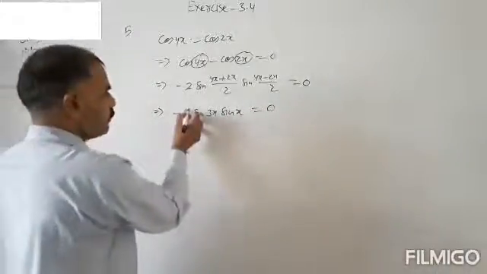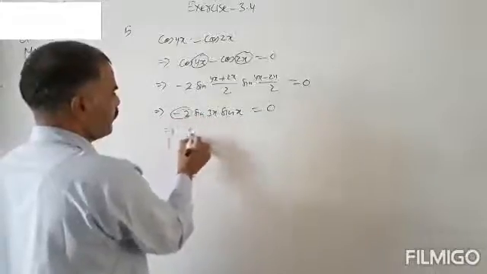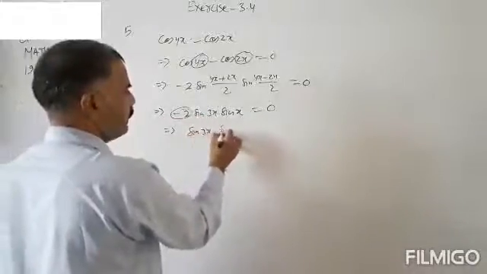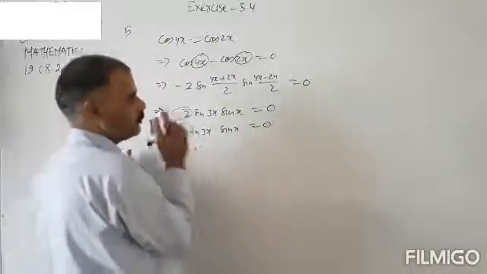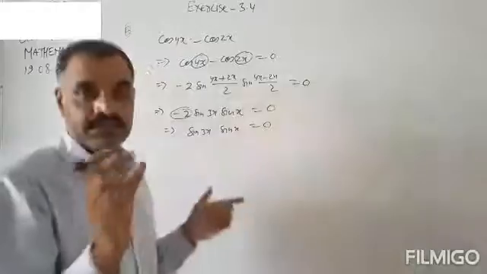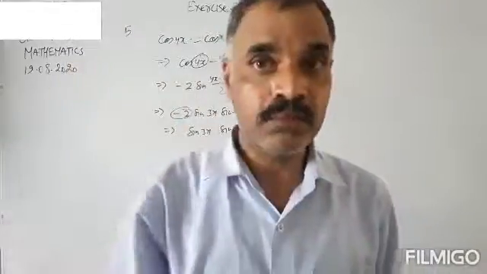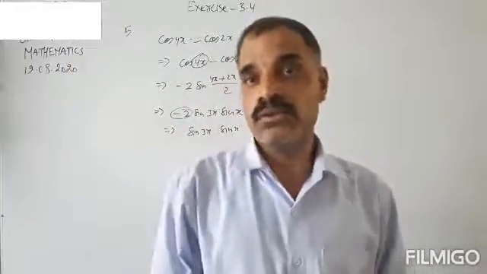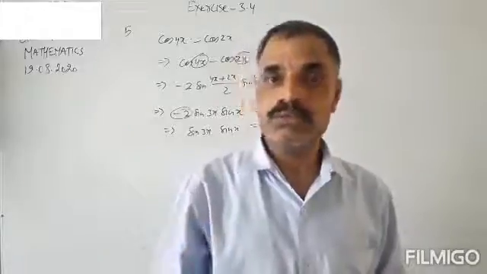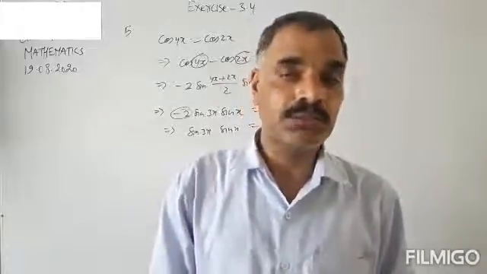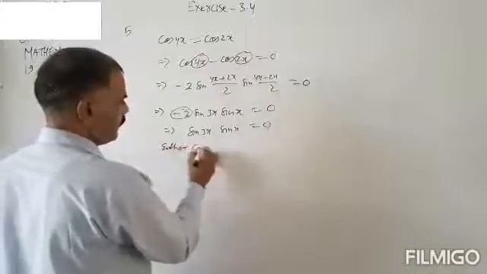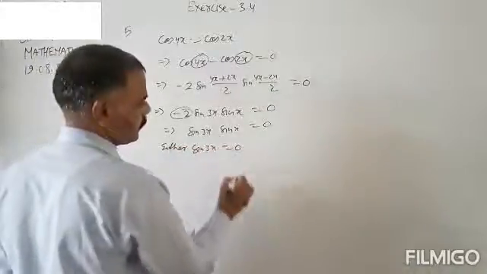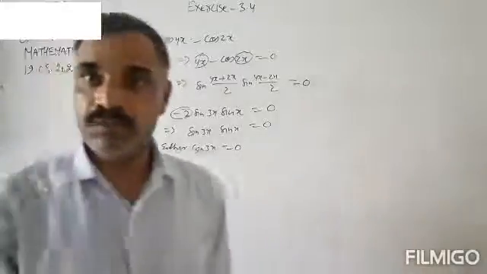Minus 2 is not equal to 0. That is why sin 3x into sin x is equal to 0. Now two terms are in product form and equal to 0. So either the first term is equal to 0 or the second term is equal to 0. So either the first term, that is sin of 3x, is equal to 0.